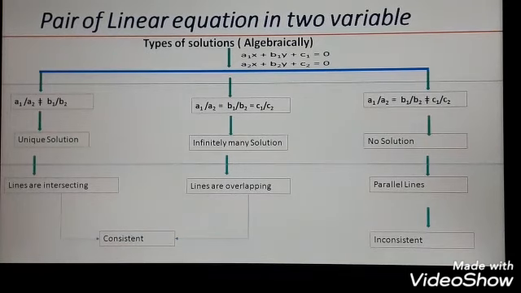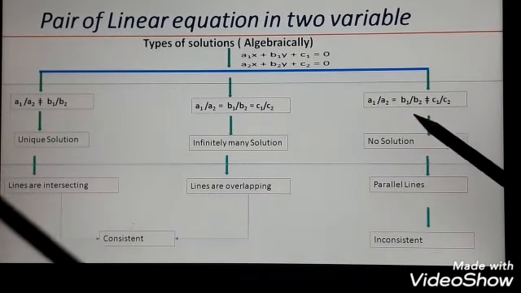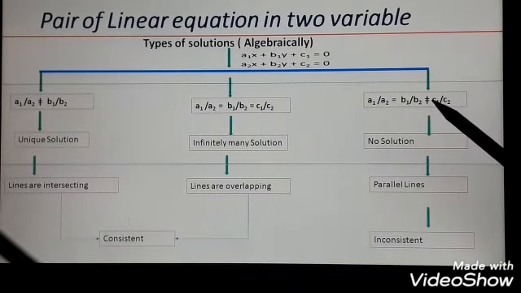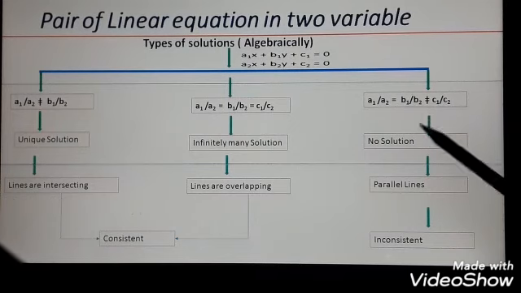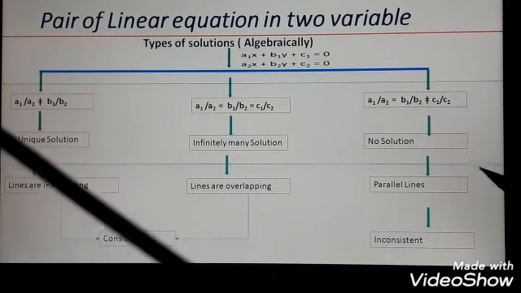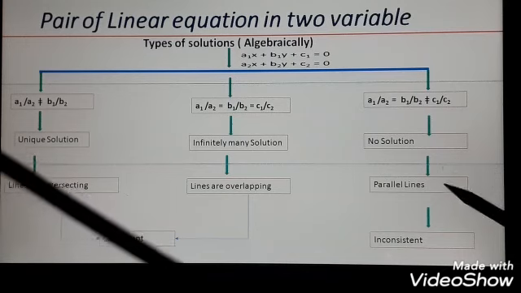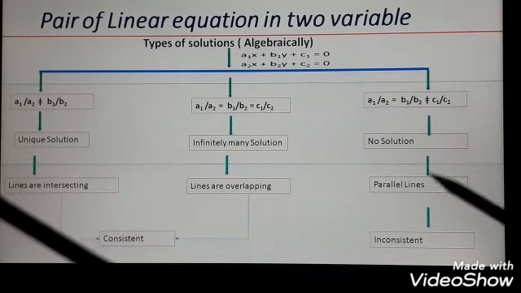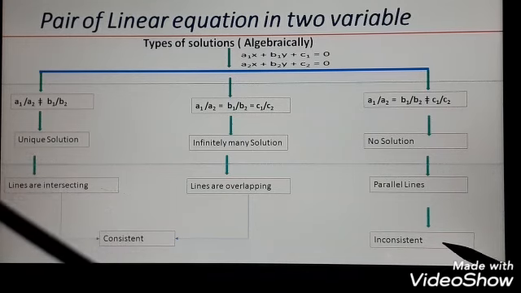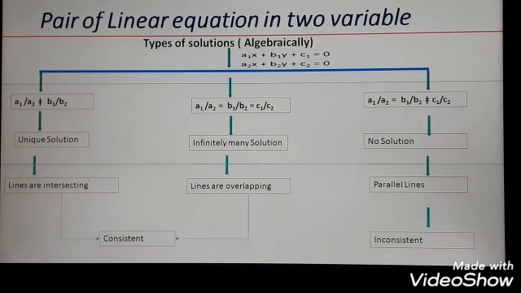Third, if the first two ratios are equal but they are not equal to the third one, then they represent no solution, and in terms of no solution we will have parallel lines, and they fall in the category of inconsistent equations. So students, you have to remember both the flow charts, and by remembering both the flow charts, you can clearly distinguish between what type of solutions you will get algebraically as well as graphically.